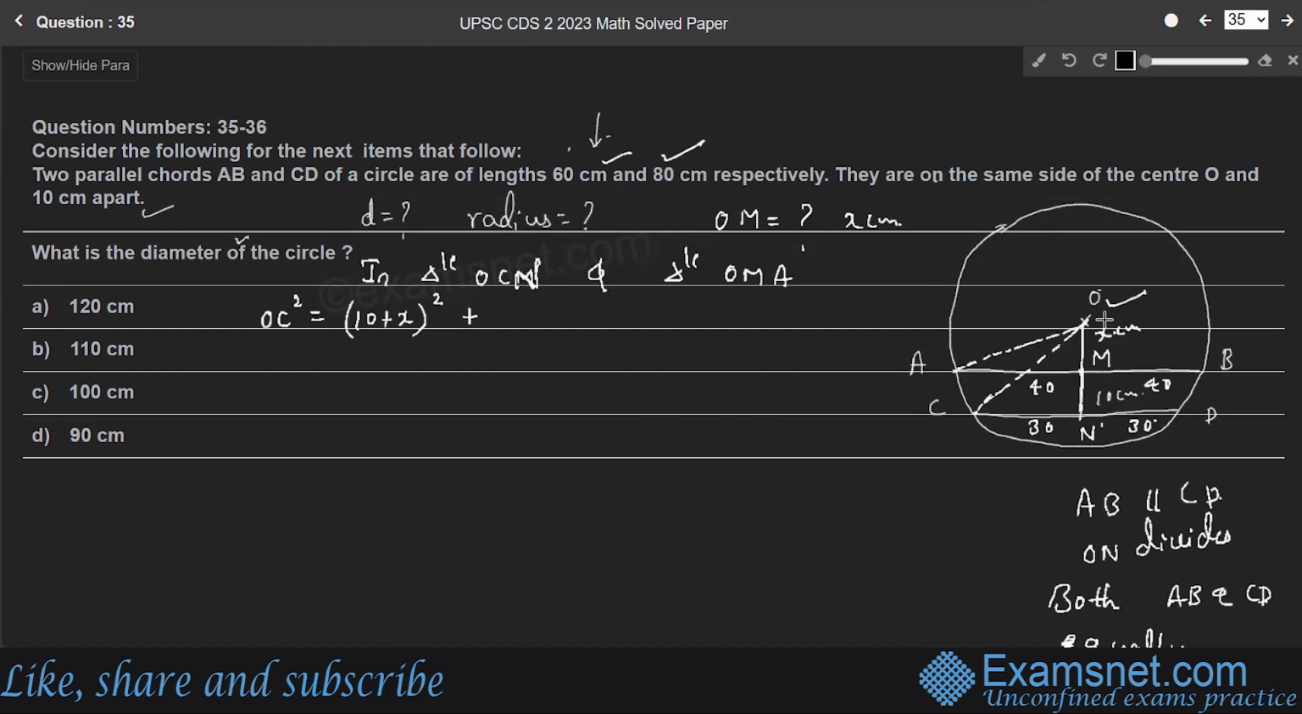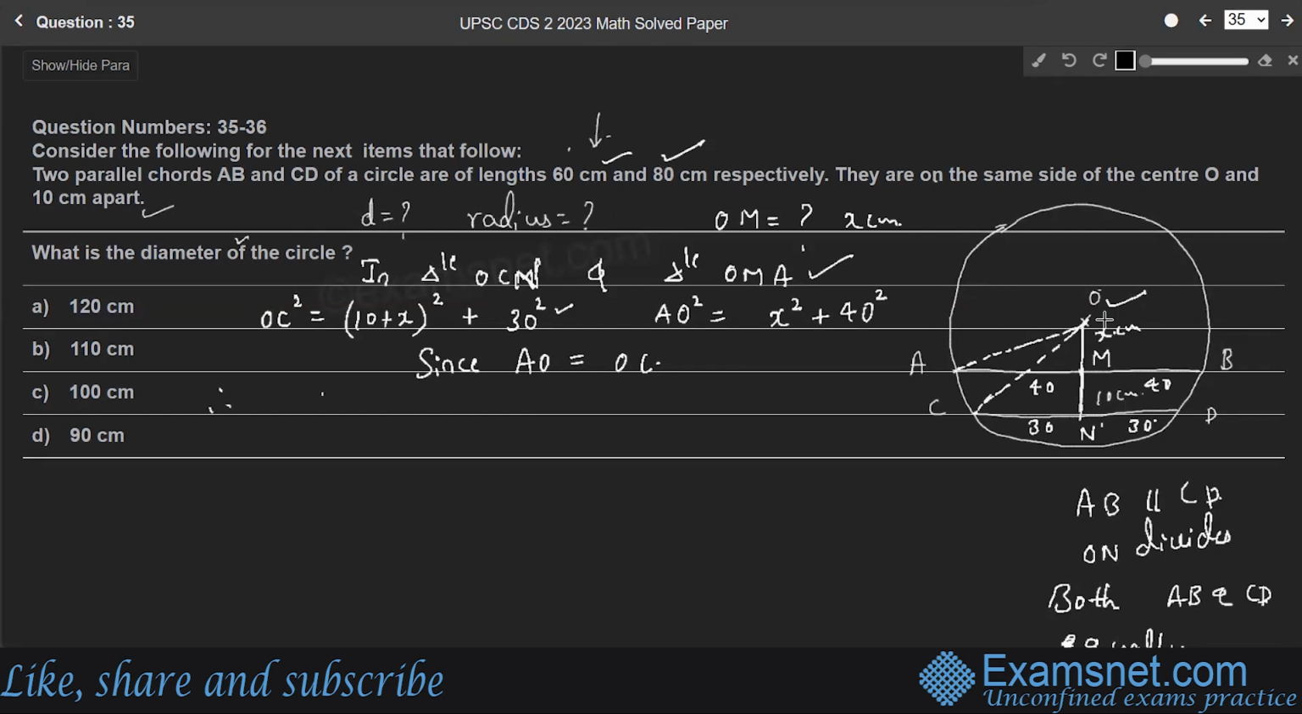Therefore, we can consider in triangle OCN, CN square as 30 square. In another triangle OMA, we'll consider hypotenuse, which is AO square, is equal to OM square, which is x square, plus 40 square. Since AO is equal to OC, these two are radii of the same circle. Therefore, we can equate the right hand sides.